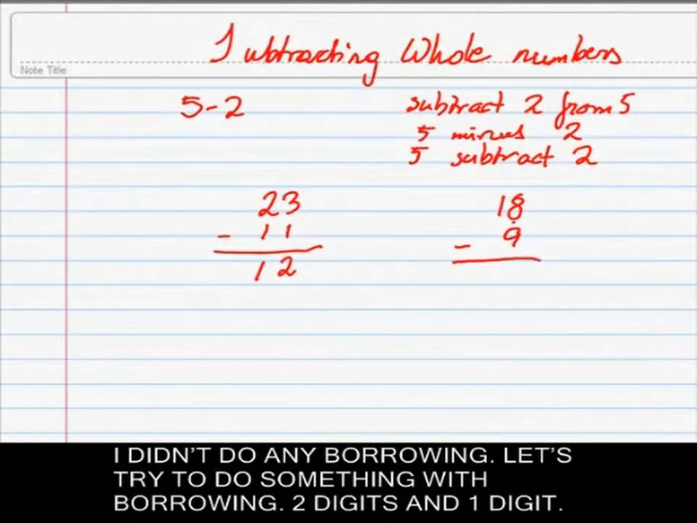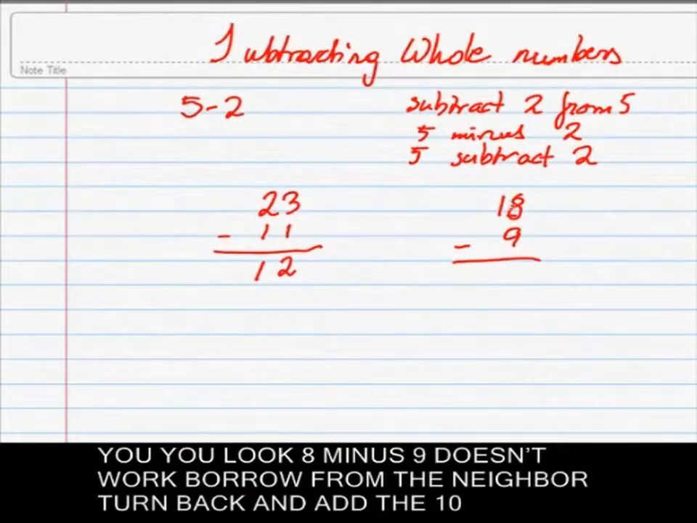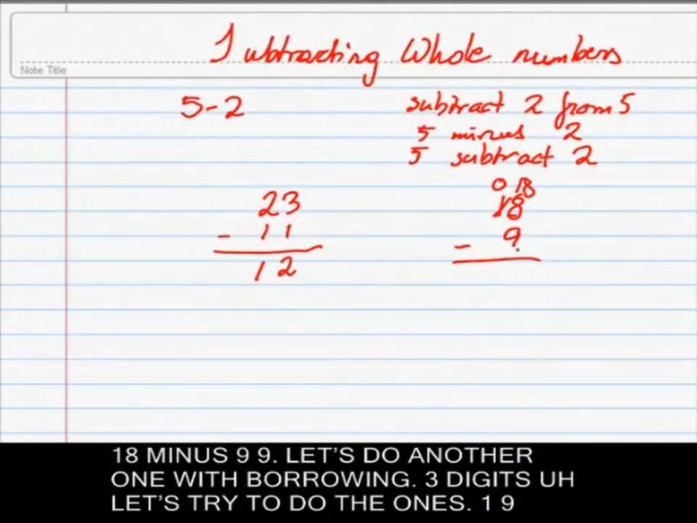Let's try to do something with borrowing. 2 digits and 1 digit. You look, 8 minus 9 doesn't work. Borrow from the neighbor. Turn back and add the 10. 18 minus 9, 9.